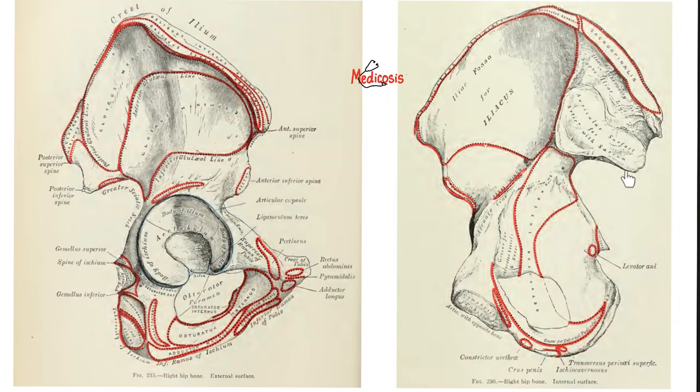This is the sciatic notch. And there are some ligaments that we will discuss shortly that will create a greater sciatic foramen and a lesser sciatic foramen. The sciatic nerve passes through the greater sciatic foramen. Here we have the anterior superior iliac spine, then anterior inferior iliac spine, posterior superior iliac spine, and posterior inferior iliac spine. And this is the greater sciatic notch, which will be converted to the greater sciatic foramen. And this is the lesser sciatic notch, which will become the lesser sciatic foramen thanks to the ligaments.